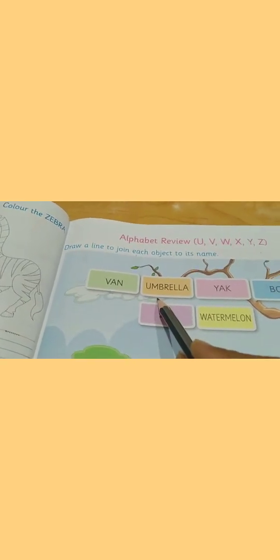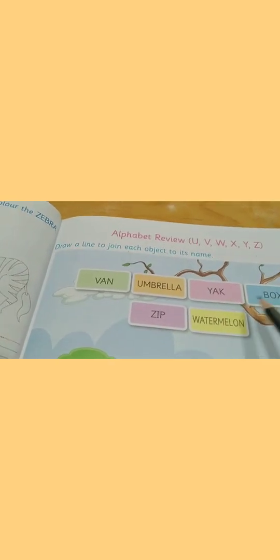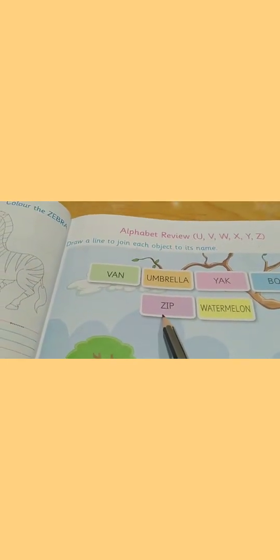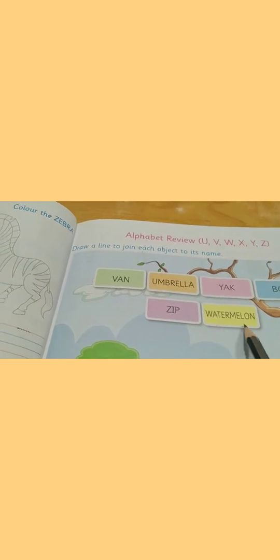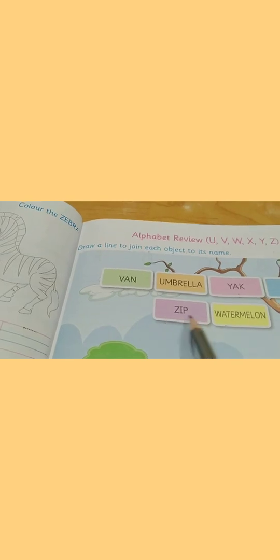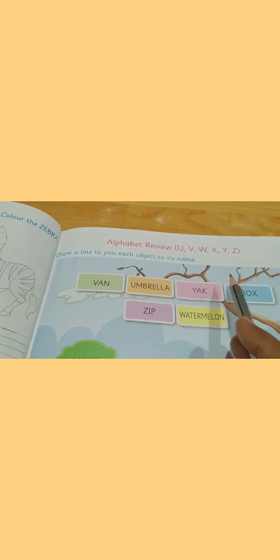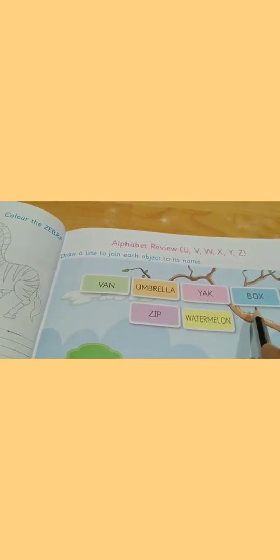Yes. Now see here. V for van, U for umbrella, Y for yak, B for box, Z for zip, W for watermelon. That is U, V, W, X, Y, Z. With these alphabets, they have given some pictures.